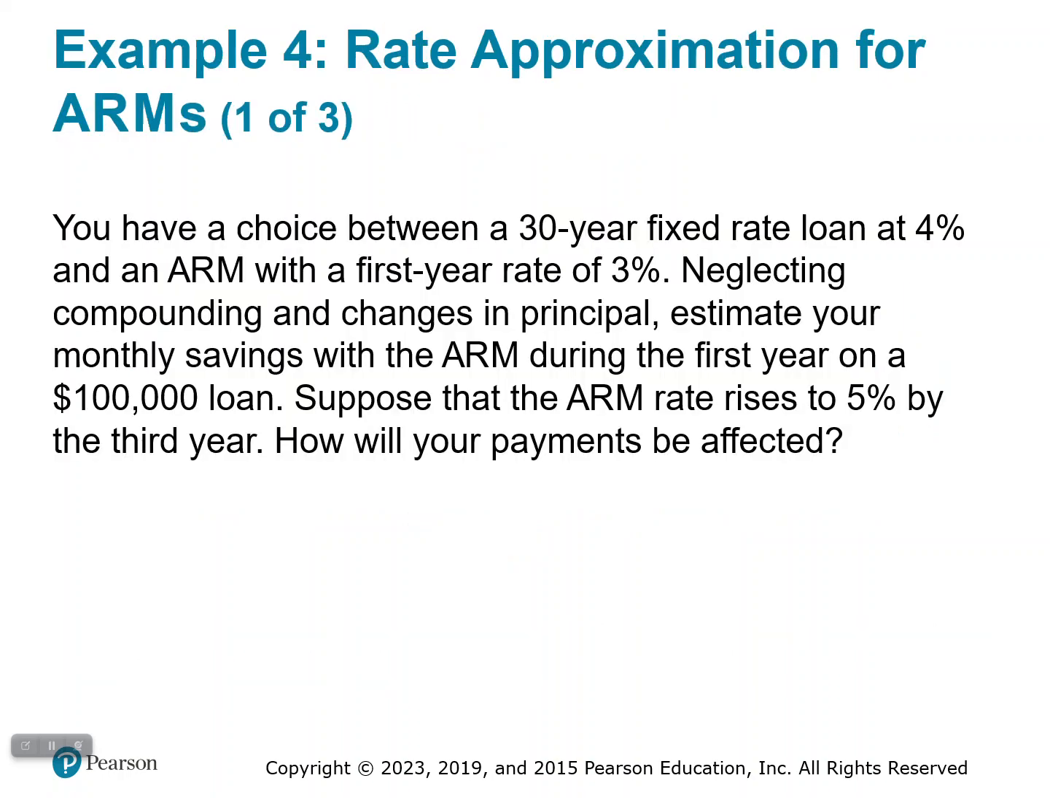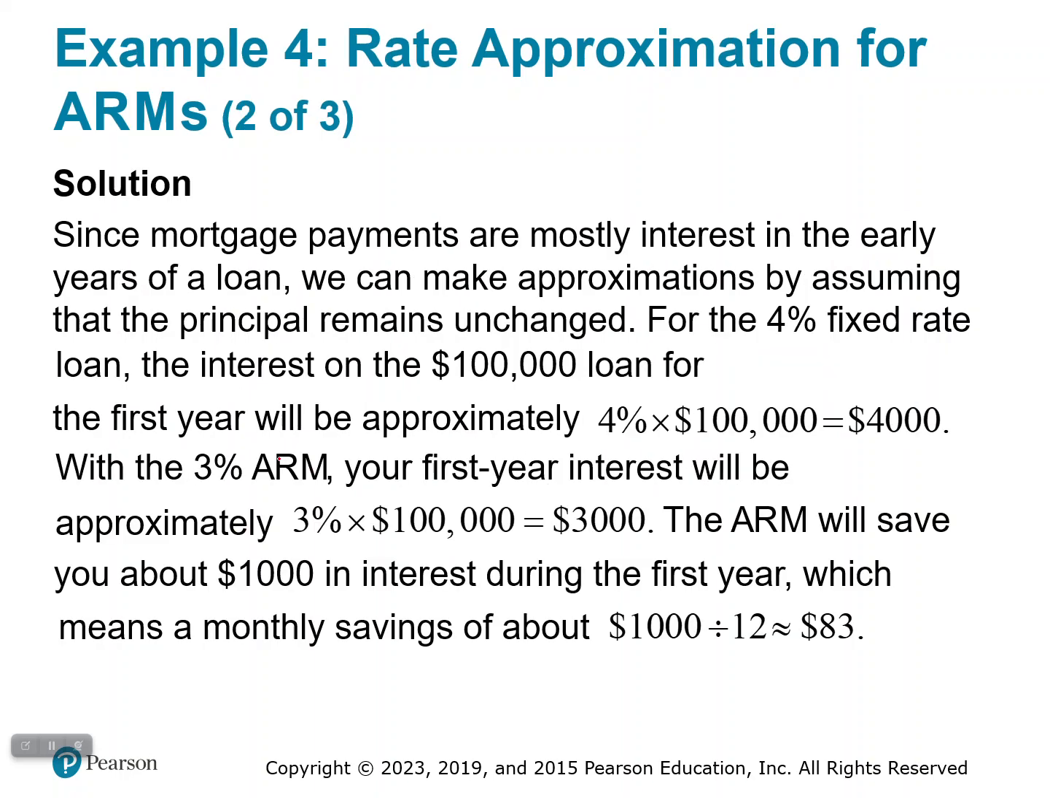Now let's talk about why adjustable rate mortgages are a bad idea for most people. You have a choice between a 30-year fixed rate loan at 4% and an adjustable rate mortgage, ARM, with a first-year rate of 3%. Neglecting compounding and changes in principal, because we know at the beginning almost all of it is interest, let's estimate our monthly savings with an adjustable rate mortgage during the first year on a $100,000 loan. Suppose that the ARM rate rises to 5% by the third year. How does this affect us?